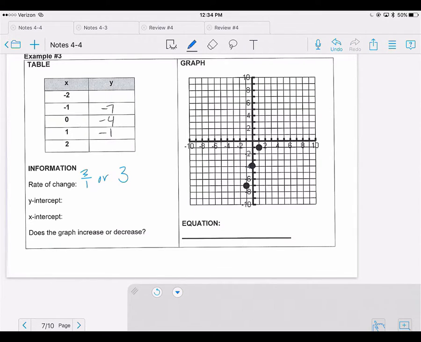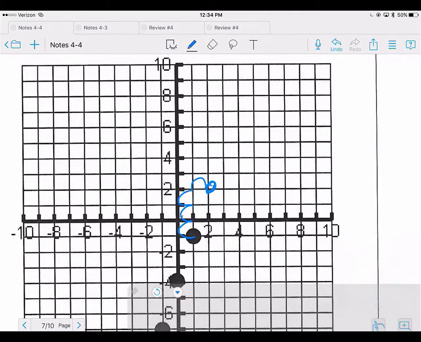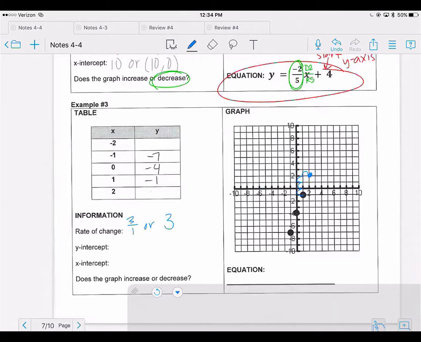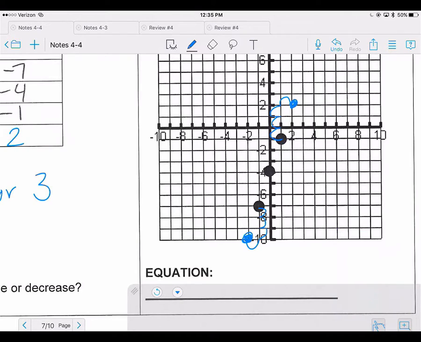So I'm going to use my slope to continue these points. I go up 1, 2, 3 to the right 1, and I have a point at (2, 2). So I'm going to put that on my table. And then I can also go the opposite way, go down 1, 2, 3, and to the left 1. So we went up 3, right 1, or down and to the left.